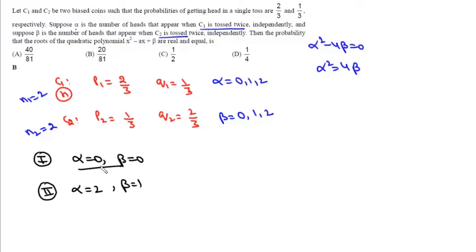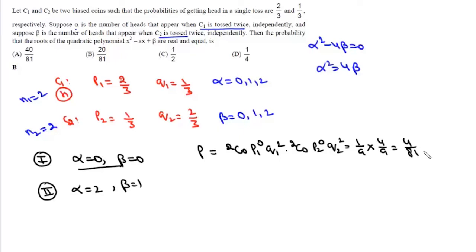Now for this first case, when alpha is 0, this probability will be given by 2C0 p1 to the power 0 q1 square, and for beta, 2C0 p2 to the power 0 and q2 square. Now q1 square is 1 by 9 and q2 square is 4 by 9. So it will be 4 by 81.